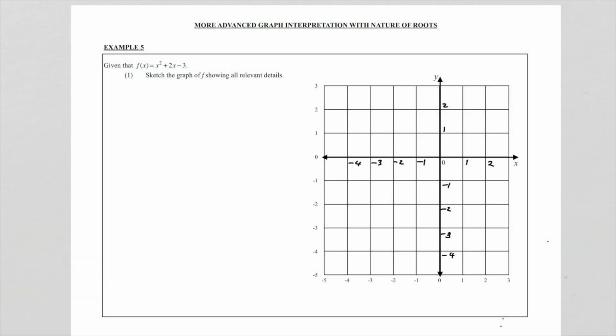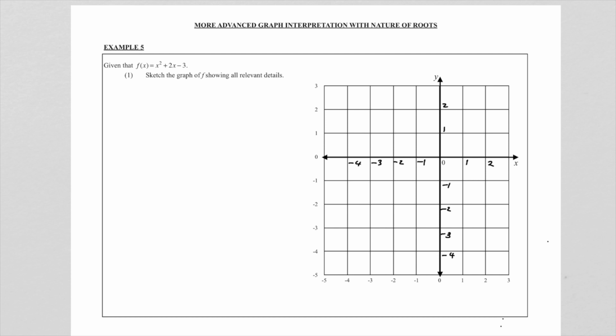In this example, they say to us it's given f(x) equal to x squared plus 2x minus 3. And the first question is to sketch the graph of f showing all relevant details. So you will notice the difference between this one and the one in the previous lesson. In the previous lesson, the graph was given to us. Now, before they ask us questions on this, they want us to do the sketching of this graph first.